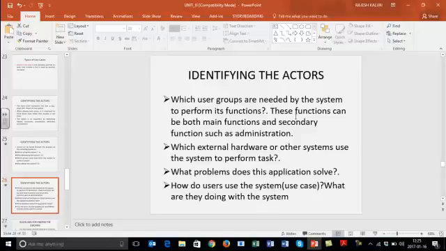So for which type of problems are you developing the system, and how can the system solve the different types of problems? That has to be specifically mentioned. And the next one is how do users use the system, what are they doing with the system? So how the system can be used by the users, and similarly to what extent the users can be satisfied with the system. So all these steps are very much needed while developing a new system.